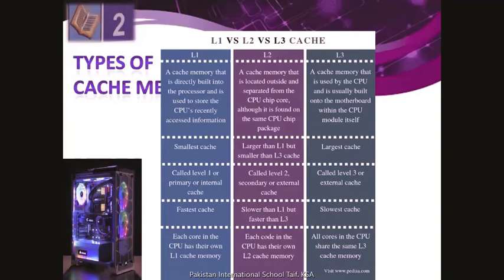The last one is that each core in the CPU has its own level 1 cache memory, and for L2, each core in the CPU has its own L2 cache memory. For L3, all cores in the CPU share the same L3 cache memory. So these are the three types of cache memory and the comparison between them.